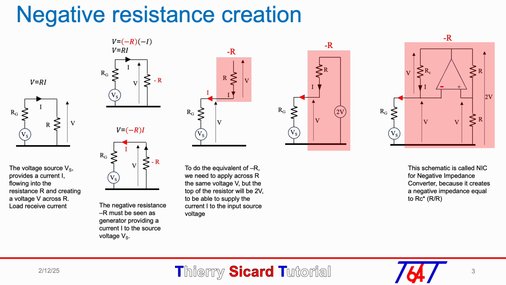This schematic is called a negative impedance converter because it creates a negative impedance equal to Rc times R over R. But we will see that there are 4 different types of negative impedance converter with 2 different stability conditions.